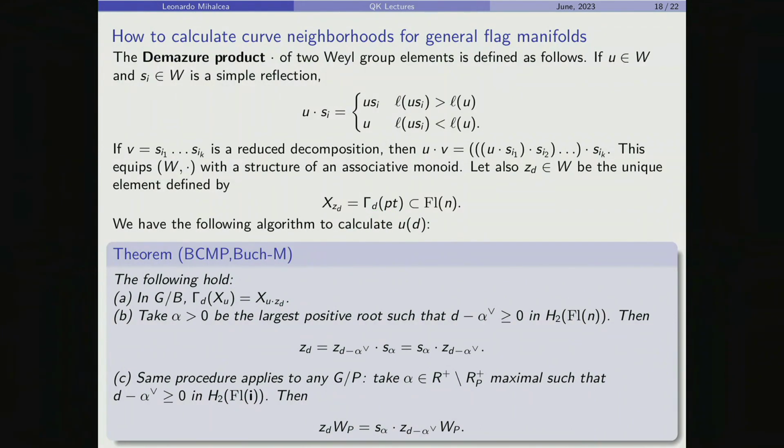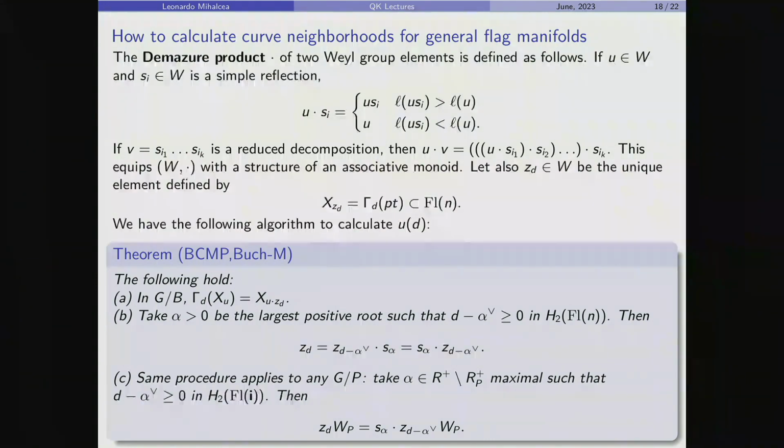So then we have the following algorithm to calculate any other curve neighborhood. If you take any other curve neighborhood, so Gamma_d of X_u, then you just have to take the Mazur product or Hecke product of u by this element z_d. So now I have to tell you how you calculate z_d. So z_d can be calculated recursively. You do it in the following way. You take a degree. We've seen in Frank's lectures that degrees correspond to roots or co-roots, which are the same in Lie type A. But it's good to think about them as co-roots.